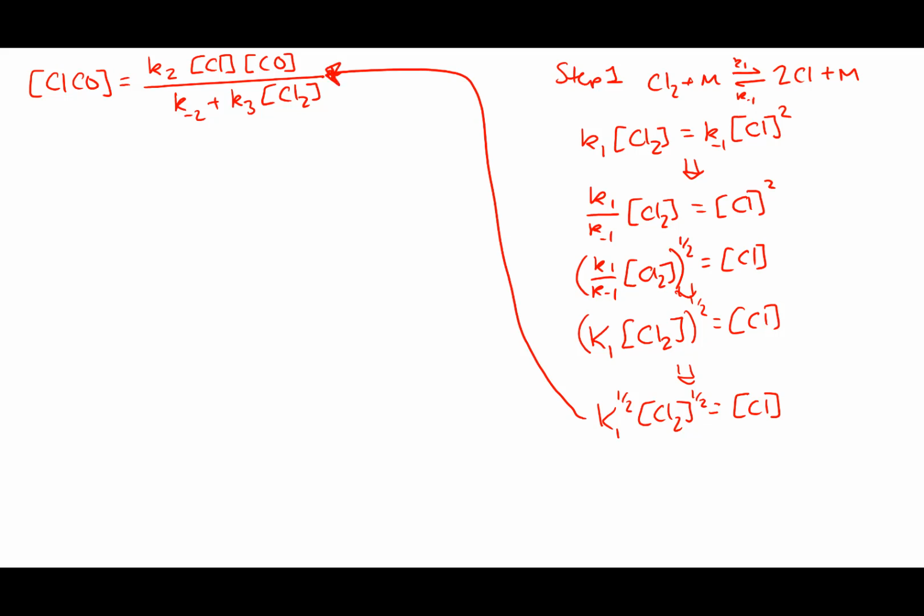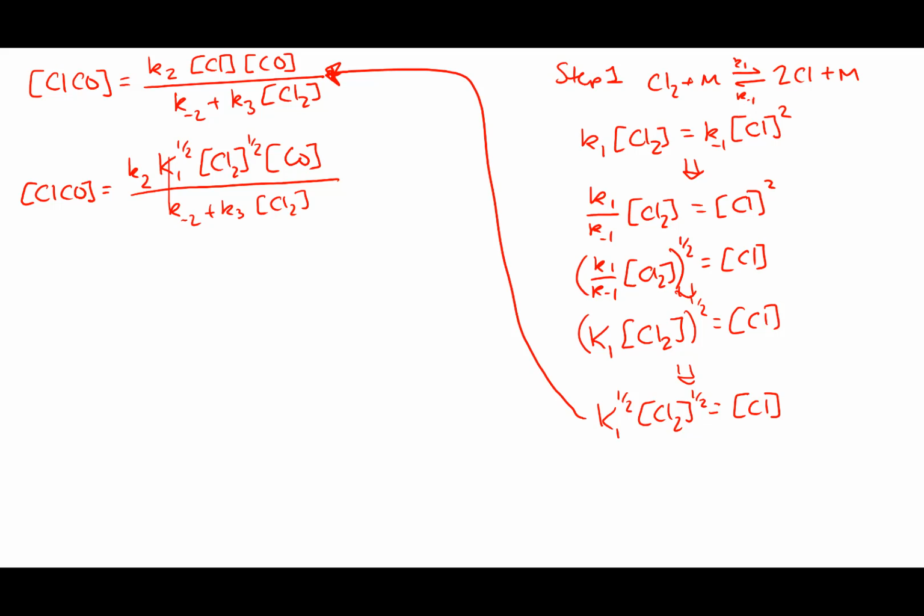So now what we have is that the concentration of ClCO is equal to K2 times equilibrium constant 1 to the power of 1/2 times the concentration of Cl2 to the power of 1/2 times the concentration of CO, because all I did was plug in what we got from step 1 for the concentration of Cl. And then we just divide that by K minus 2 plus K3 times the concentration of Cl2. So now we've made our steady state approximation that the concentration of ClCO is dependent upon those factors right there.